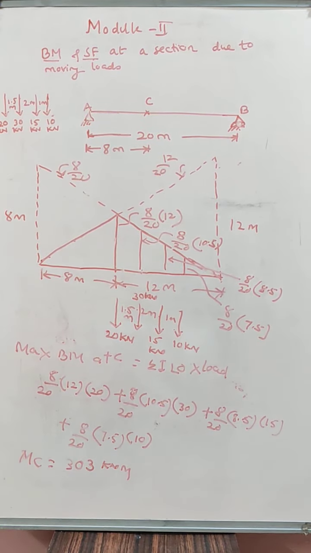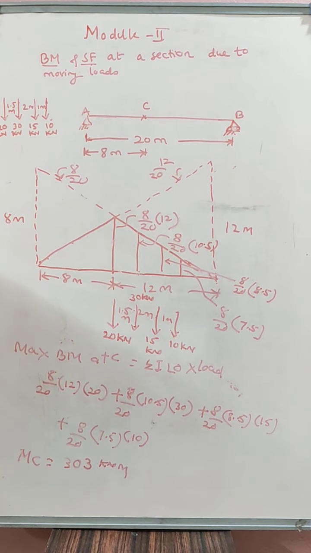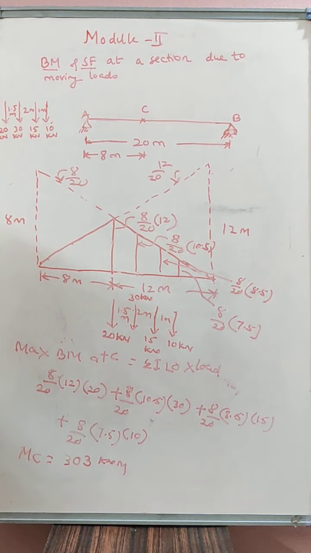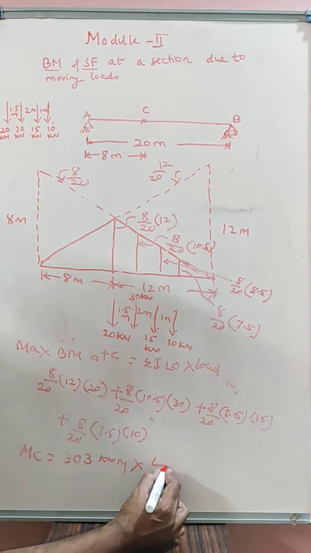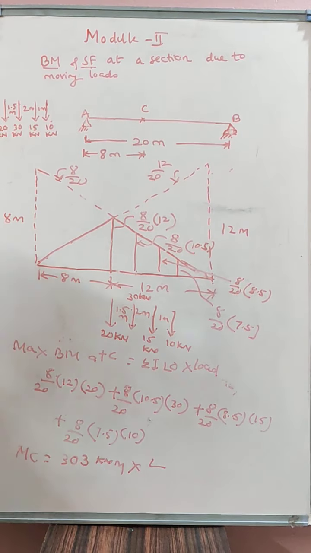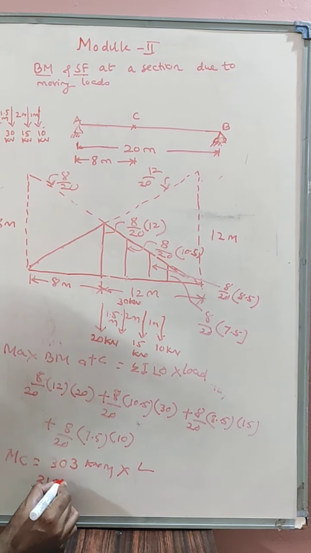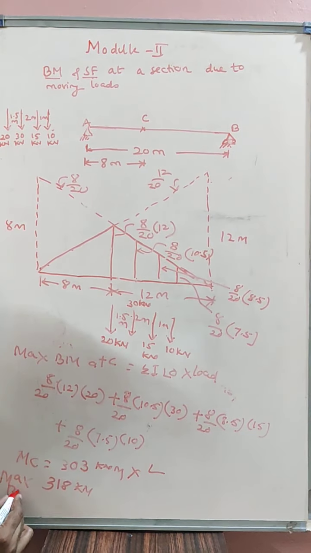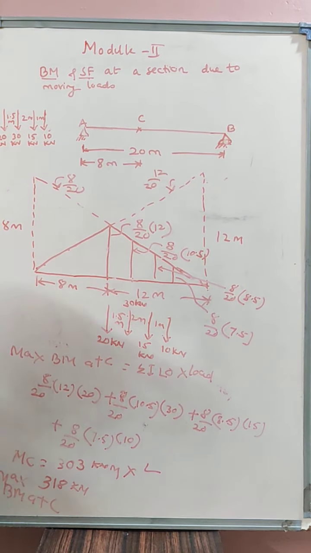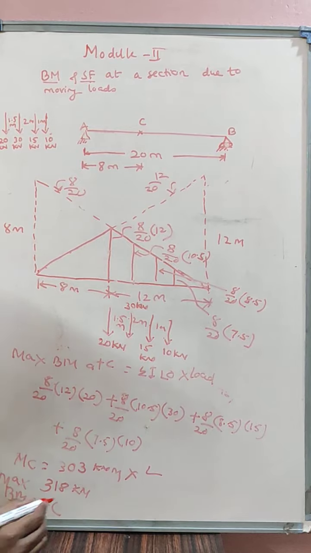So that means it is not having a greater value. So which was the earlier value? The earlier was 318 kilonewton meter. So this is not the correct value. So the maximum bending moment at C is 318 kilonewton meter.